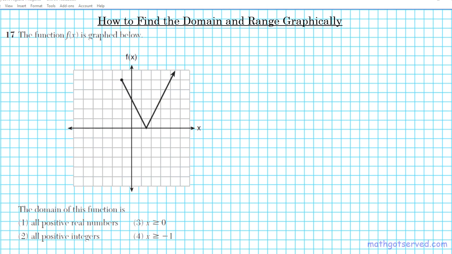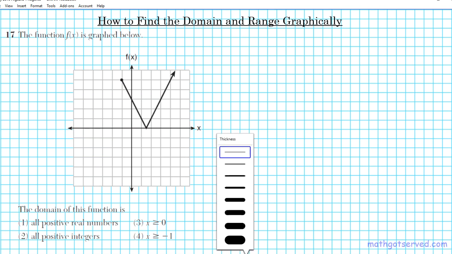Alrighty, let's take a look at question 17. In question 17, we're going to be learning how to find the domain and range of a function graphically. Okay, question 17 says the function f of x is graphed below. So this looks like part of an absolute value function. Okay, why do we say it's part of an absolute value function?